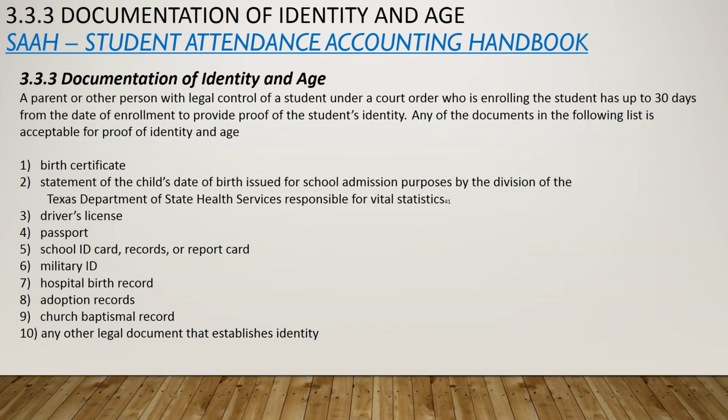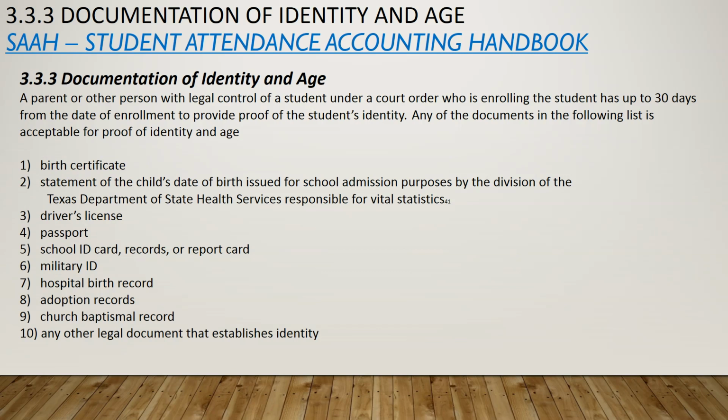Any of the documents in the following list is acceptable for proof of identity and age: a birth certificate, statement of the child's date of birth issued for school admission purposes by the Division of the Texas Department of State Health Services responsible for vital statistics, a driver's license, a passport, a school ID card, records or report card, military ID, a hospital record, adoption records, church baptismal record, or any legal document that establishes identity.